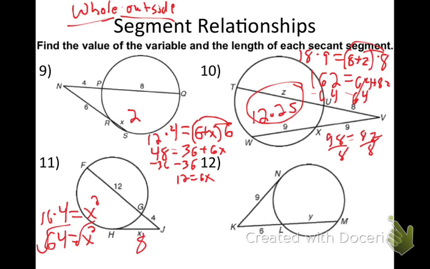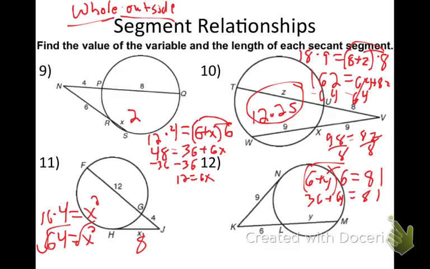Let's try number 12. Number 12 is a little bit tougher. What is my whole segment here? 6 plus y. So I get 6 plus y times, what is my outside segment? Times 6 equals, what is my tangent? 9 squared, which is 81. Now I need to solve for y. Anytime you have a number in parentheses, you'd want to distribute. So I get 36 plus 6y equals 81.